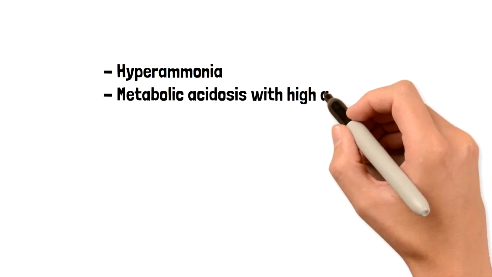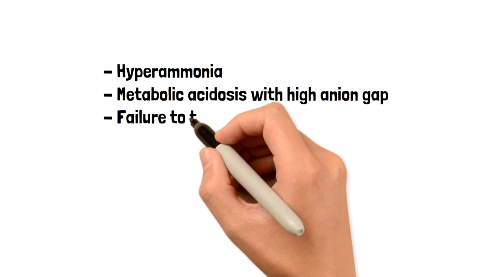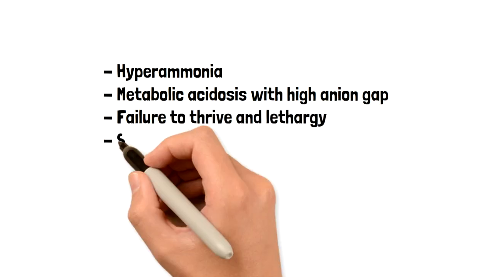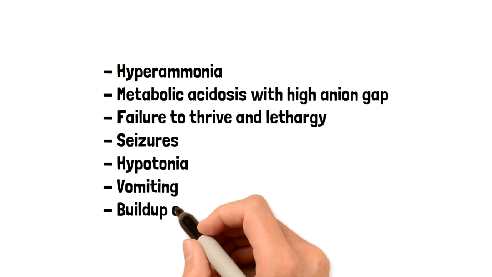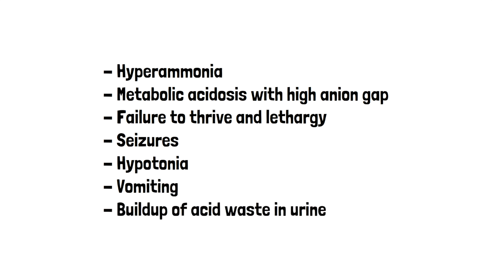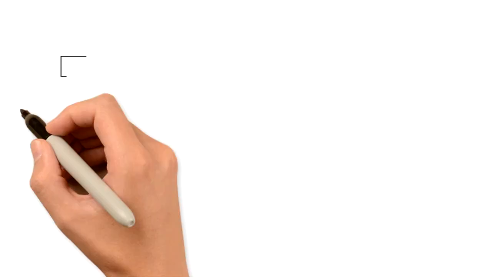A patient who has either acidemia, which will always be a neonate, will have hyperammonemia, metabolic acidosis with a high anion gap, so +10, failure to thrive, lethargy, seizures, hypotonia, vomiting, and a buildup of acid in their urine. And the acid is dependent on which acidemia it is. But these are all common symptoms that either acidemia will have.